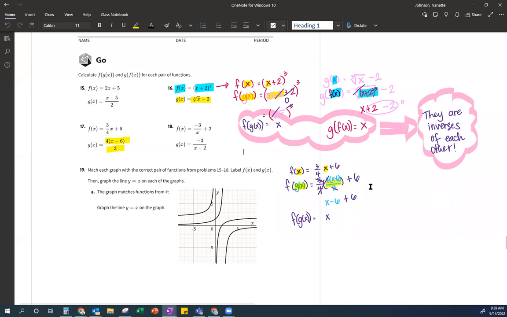Okay, so now I'm going to switch it. I'm going to go g of f. Oops, I just want to do g of x first. So I'm going to copy g of x, which is 4 parentheses x minus 6 over 3. And then I'm going to go g of f of x, except I'm just going to use that as a little shell.